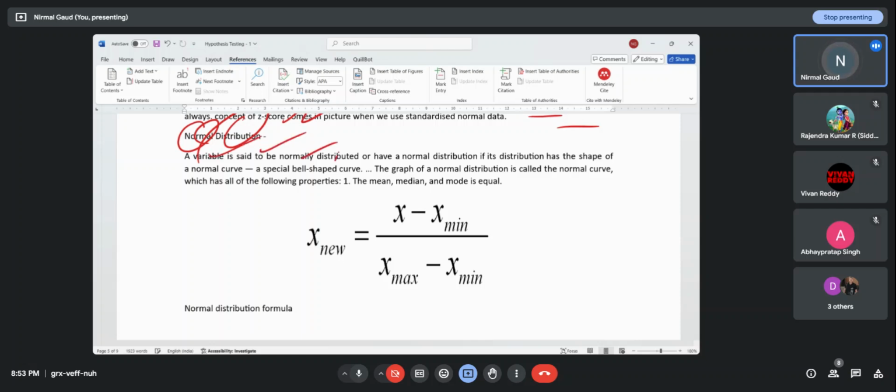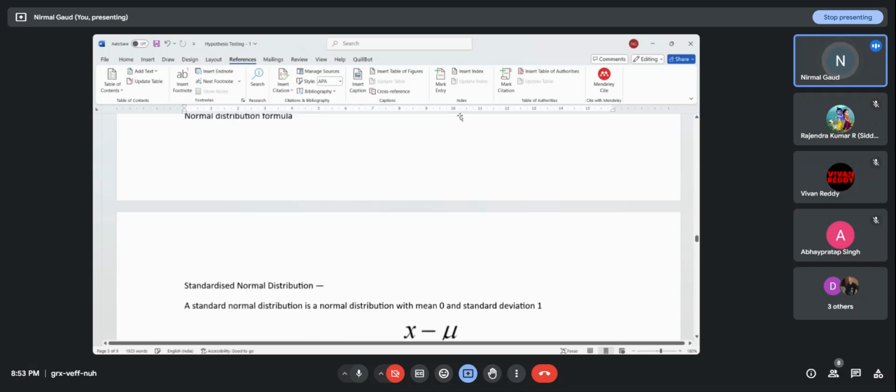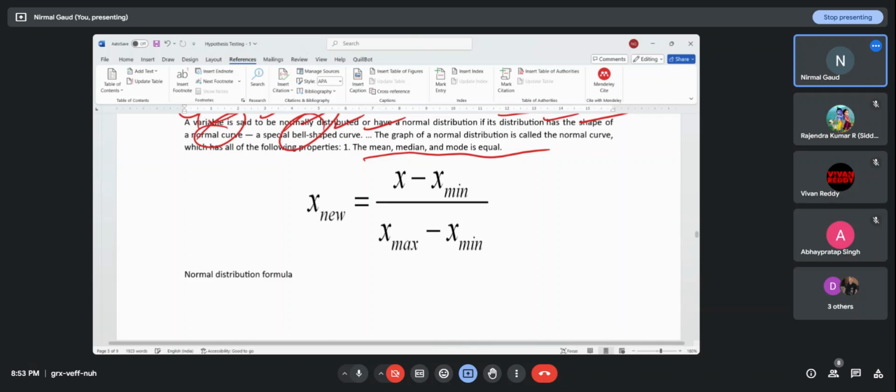A variable is said to be normally distributed if the distribution has the shape of a normal curve or a bell shape, or it is having symmetry. That is what a normal distribution is, where mean, median, mode all are equal. Okay, and the formula for the normal distribution. Okay, that's what they said. Simple.